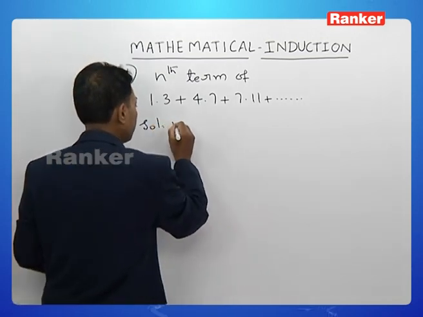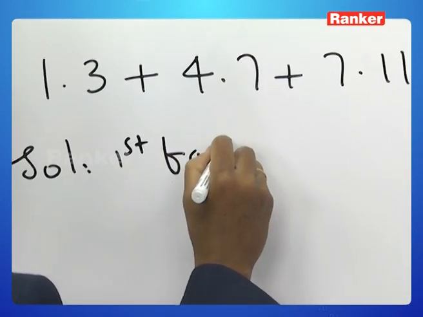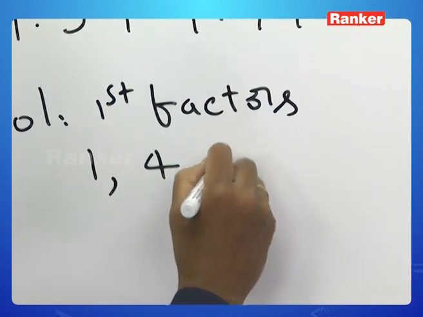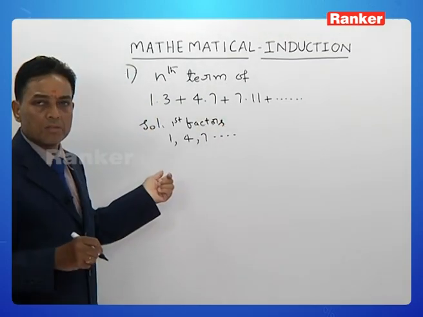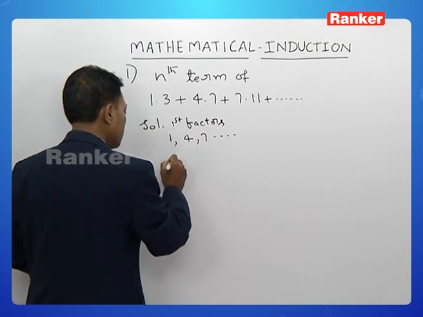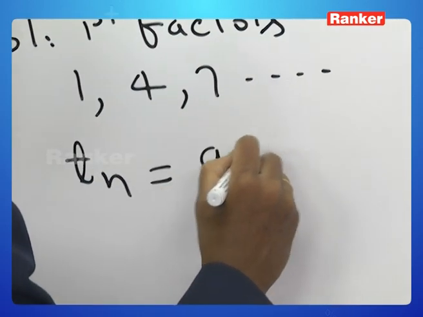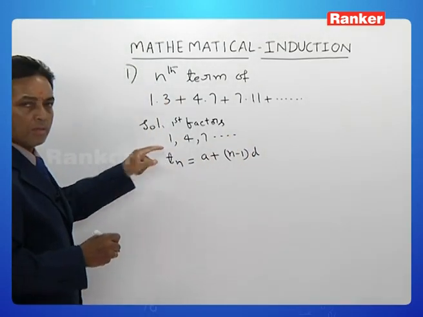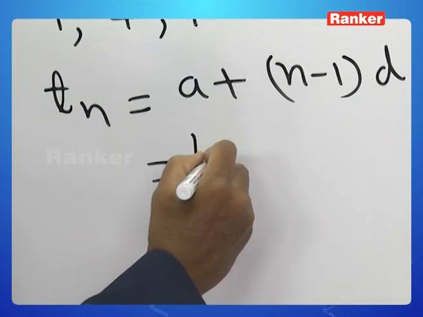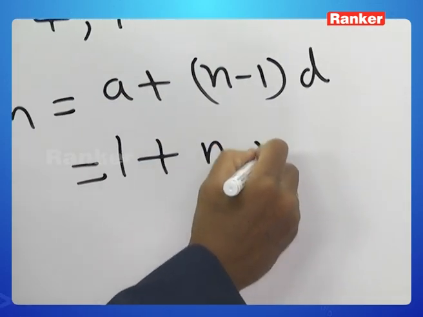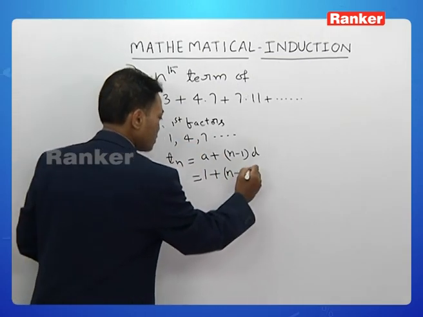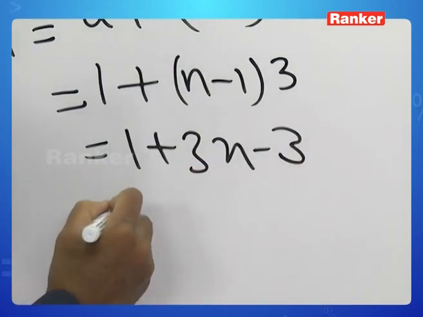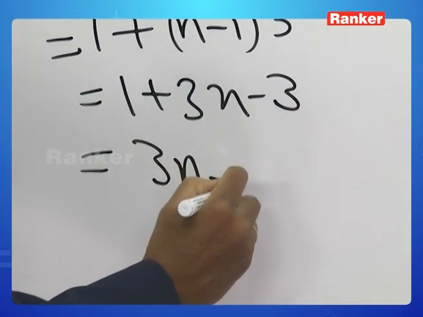So, first I will write the first factors. What are the first factors in each term? That is 1, 4, 7 and so on. So, it is very clear they are in AP. What is the nth term of an AP? That is A plus n minus 1 into D. What is A? The first term. What is the first term? 1 plus the nth term, that is n minus 1 into the difference, which is 3. So, 1 plus 3n minus 3. If you simplify further, it becomes 3n minus 2.